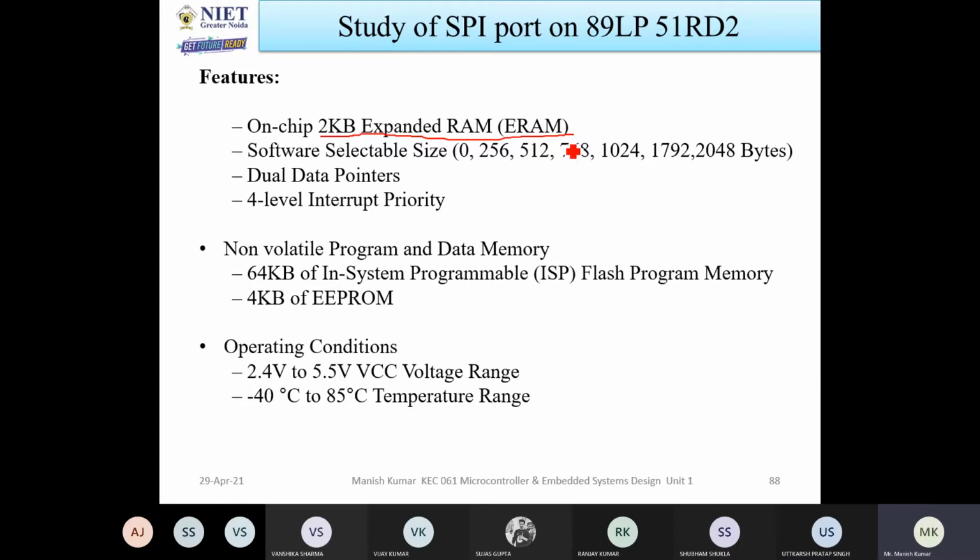So the next is software selectable size. There are different sizes: 0, 256, 512, 768, 1024, 1792, 2048 bytes. At the time of programming, you have to decide which size you want to work on. So there are 7 options, and it also has dual data pointers.